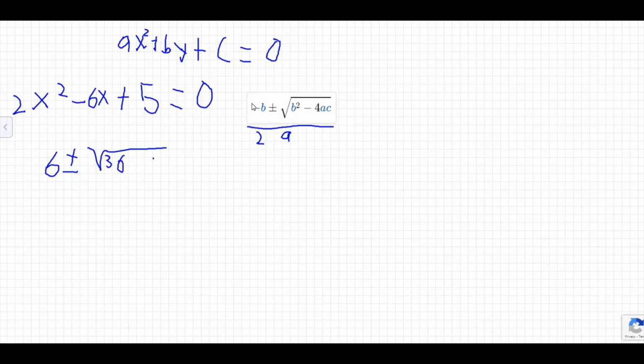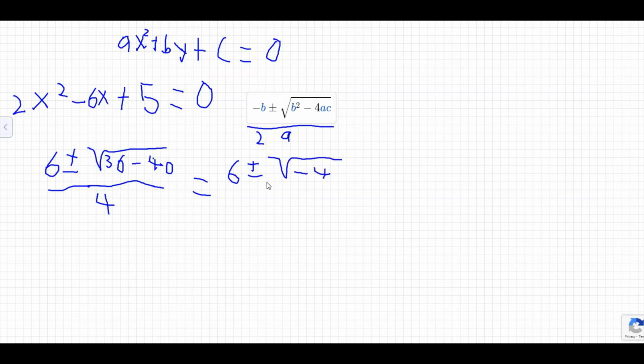minus 4ac. So a is 2 and c is 5. So 2 times 5 is 10, and then times this negative 4, which is negative 40, or minus 40. And now divide the entire thing by 2a, and a is 2, so 2 times 2 would be 4. And this is equal to 6 plus or minus the square root of negative 4, divided by 4.